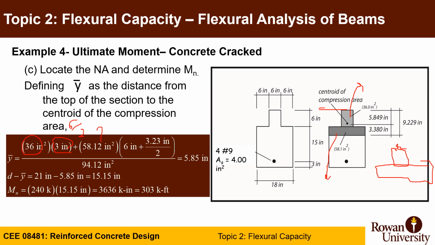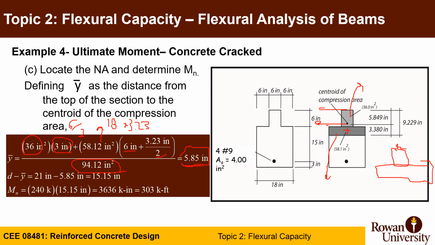So this is, can say, 18 times 3.23, and the centroid is at a distance of 3.23 divided by 2 plus 6. So 6 plus 3.23 divided by 2. And if you divide those by the total area, you will get the y bar, the centroid of the compression, which here is at a distance of 5.849 or 5.85 inches to be approximate.